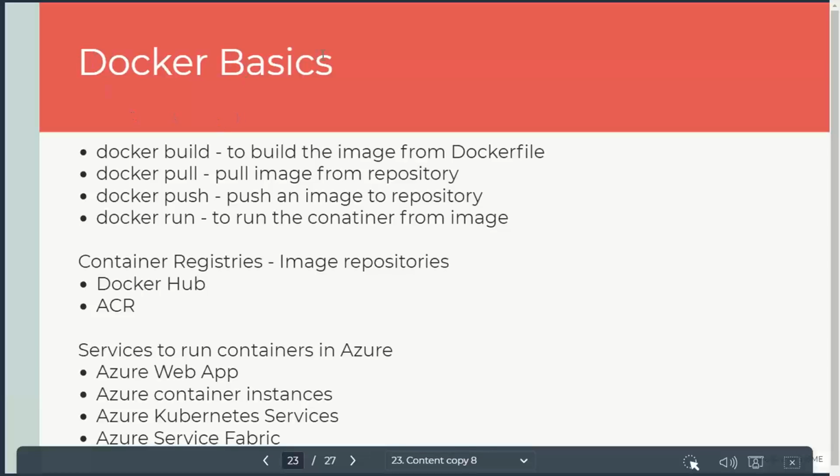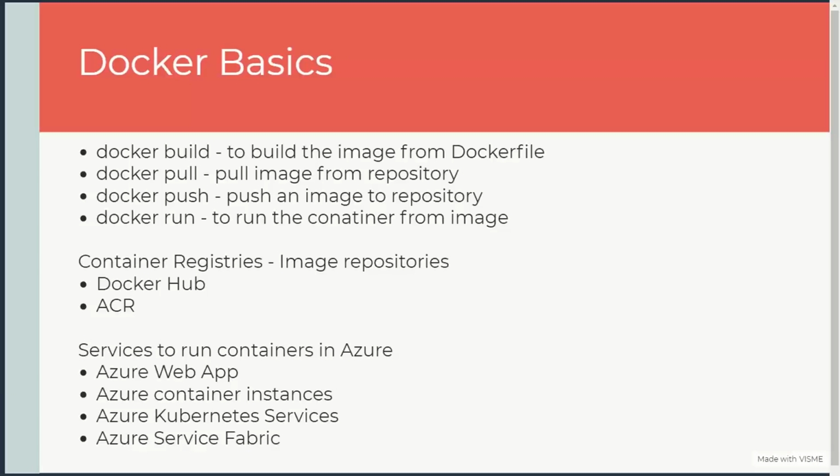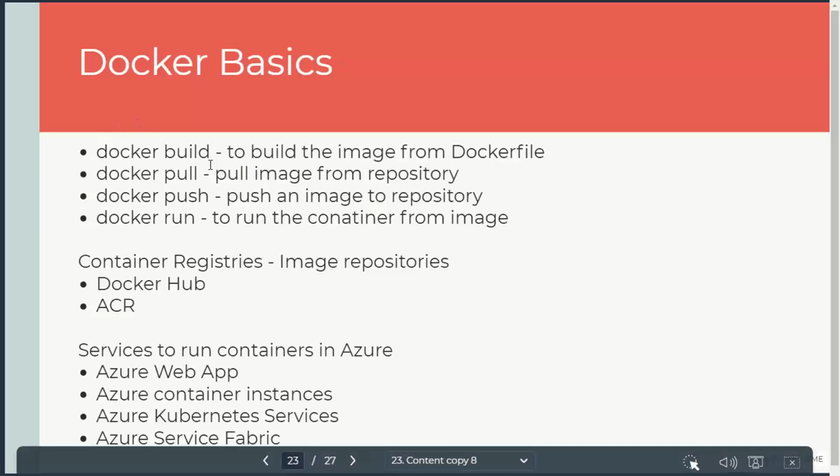Okay, so for example, this is the Docker basics one. I have configured the Docker machine. Docker is installed on my machine, so I have the Docker runtime, and I can run the following commands: Docker build, pull, push, run. There are many other commands too, but I'm just keeping these as an example. These are the four basic commands.